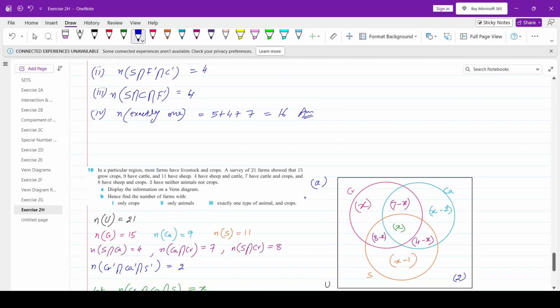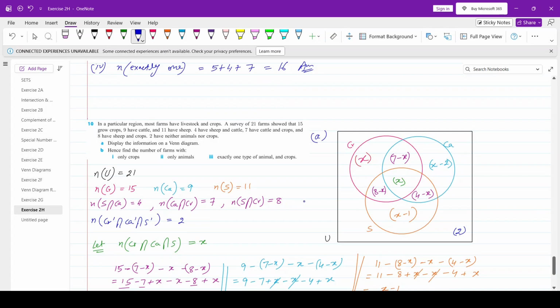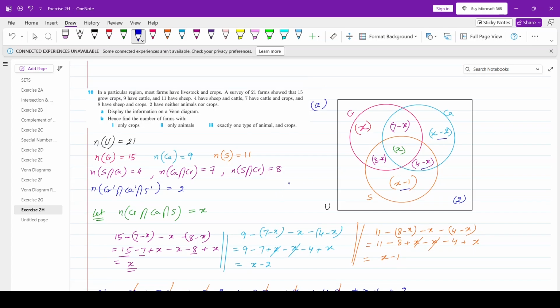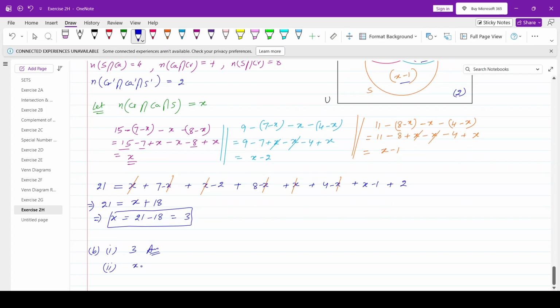Only animals. So animals is this region over here, and only animals means no crops. Therefore from this region we need to subtract this region. So we will be left with this part, and this part. That will be x minus 2 plus 4 minus x plus x minus 1.